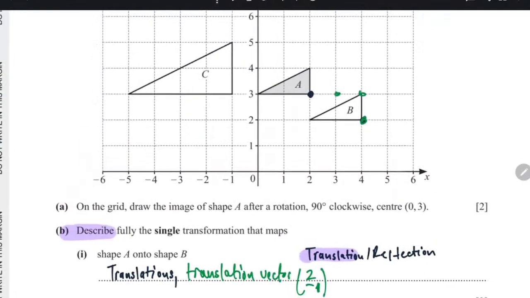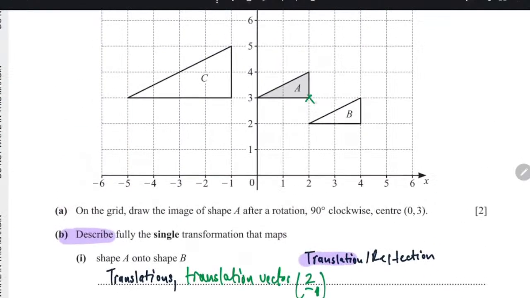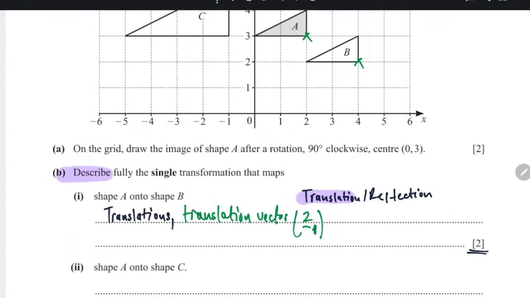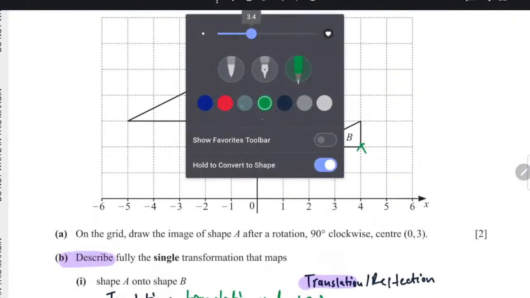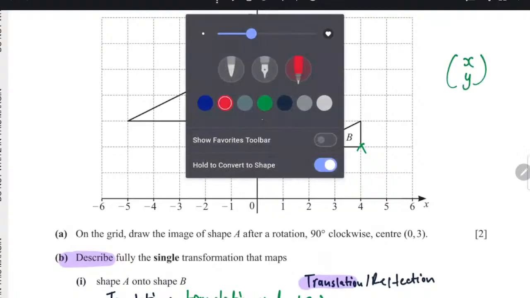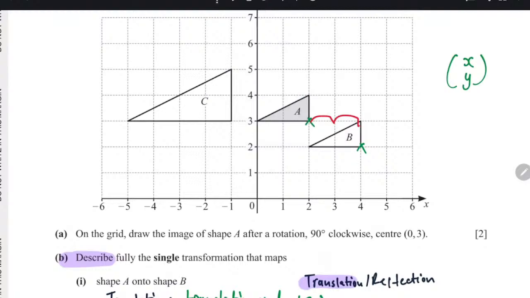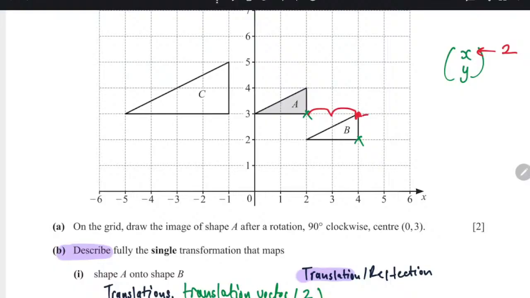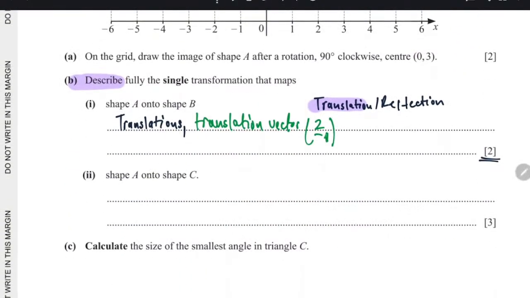For the translation vector, you pick the same point. Then you see, how do you move from A to go to B? That same point. How did we move? Remember, vectors are written as X, then Y. We move 1, 2. So if you move towards the right, then the X is positive, and it will be 2. If you move downwards for Y, then it will be negative, so it will be -1 to show that it's 1 step downwards. If it was 1 step upwards, it would have been a 1. So this would be translation vector 2, -1. Okay?